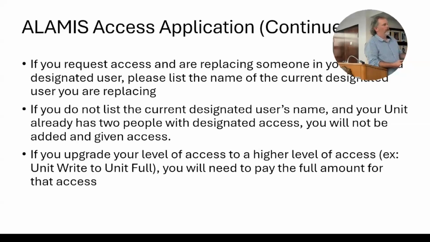If you upgrade your level of access, this one is important. If you upgrade to a higher level of access in the middle of the year, so say it's February, you've already sent your stuff in, you have your access, and you want a higher level of access, you will need to pay the full amount for that access. So if you paid unit right $15 on November 15th and you decide on February 14th that you want unit full, then you would need to pay $20 for unit full, and that would take you till November.